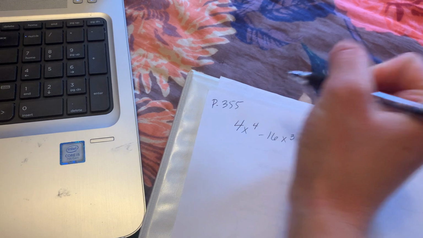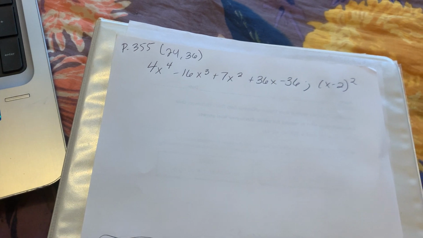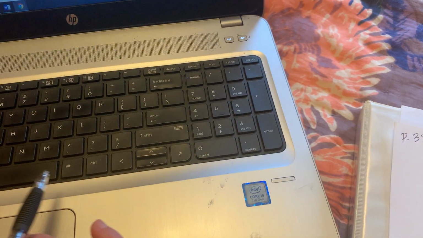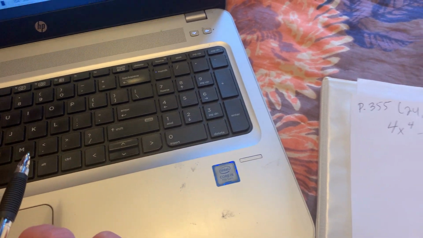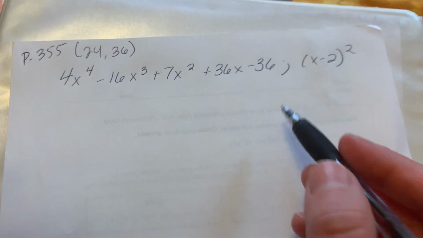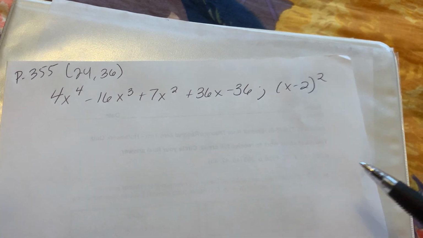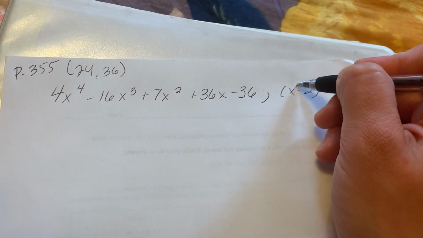All right, now we're going to go over these 2 questions from page 355. I've requested, or someone's requested, 24 and 36. Okay, and for this one, let's go back to the directions in the book. They wanted to know, given a polynomial and one of its factors, find the remaining factors. So they want this polynomial broken up into 4 linear factors. And when we say linear factors, it's when we have x to the first.